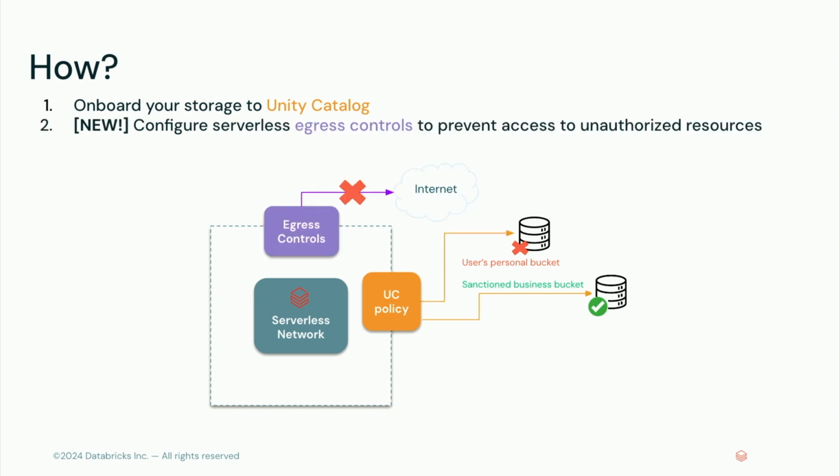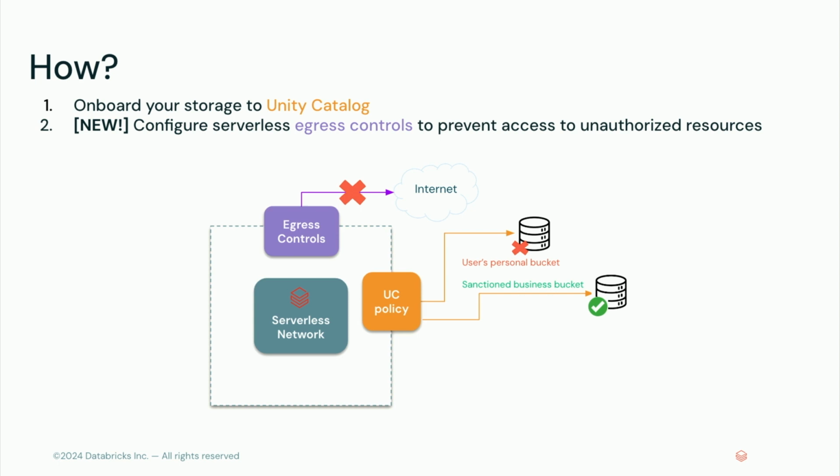Great, we've solved the storage problem. Super happy to be here on stage to announce that we've also shipped a new feature. We're calling it serverless egress controls, which prevents unauthorized access or access to unauthorized resources on the internet. I'll show you just how simple it is to set that up for a workspace with just a couple clicks. But now you can make sure that your workloads can't talk to resources on the internet.